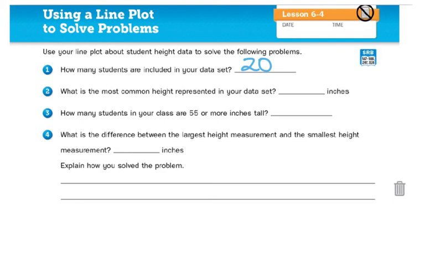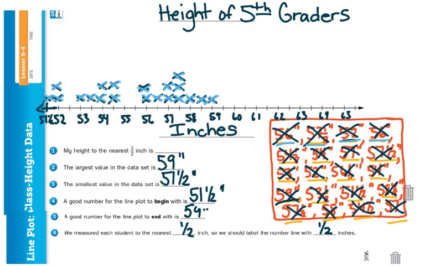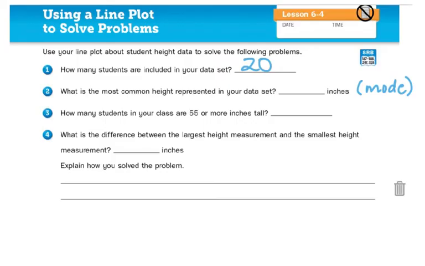What is the most common height represented in your data set? That would be called mode, the number that occurs most often. So where do we have more X's above than any other number? That would be this one here with 3 X's, and that's 57.5. So 57.5 inches is the mode.